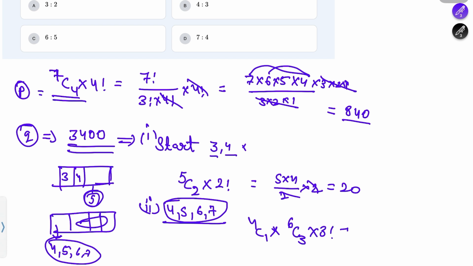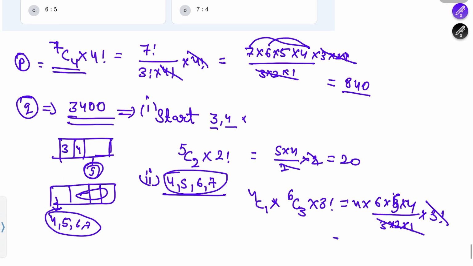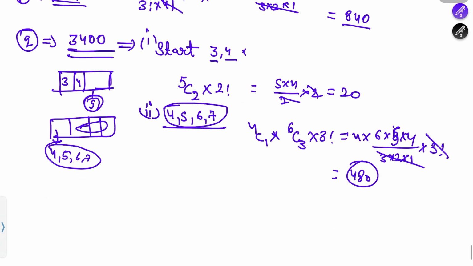So according to this one, it is 4 into 6 into 5 into 4 divided by 3, and 3 is already used, that is 3 into 2 into 1, and 3 factorial. So 3 factorial and 3 factorial cancel out. So this one is 480. Okay, and the third is the step you can use.